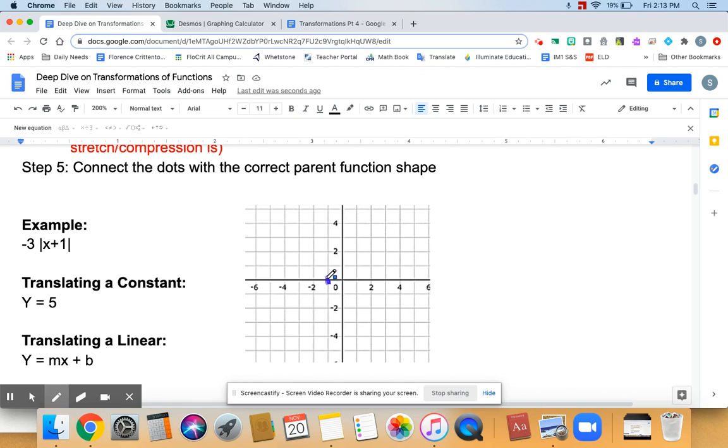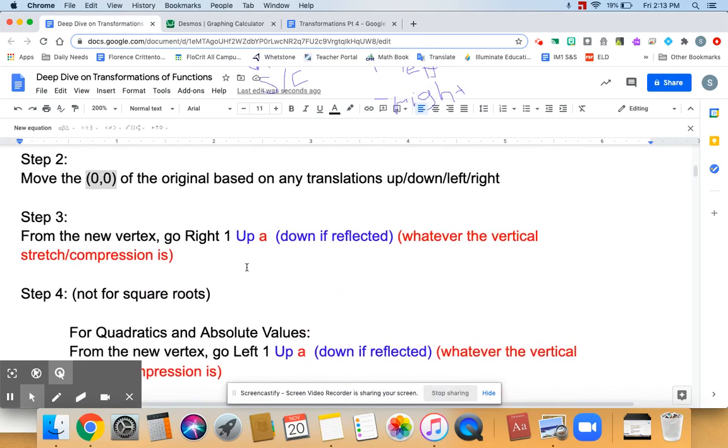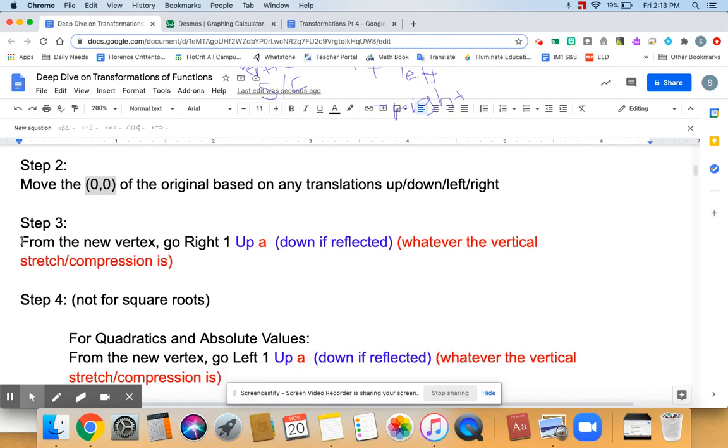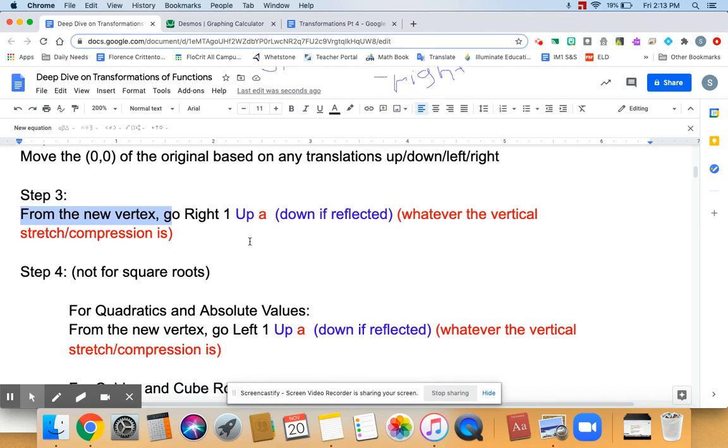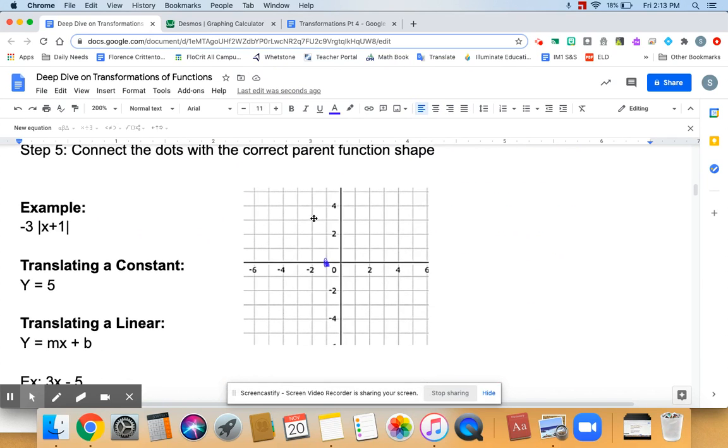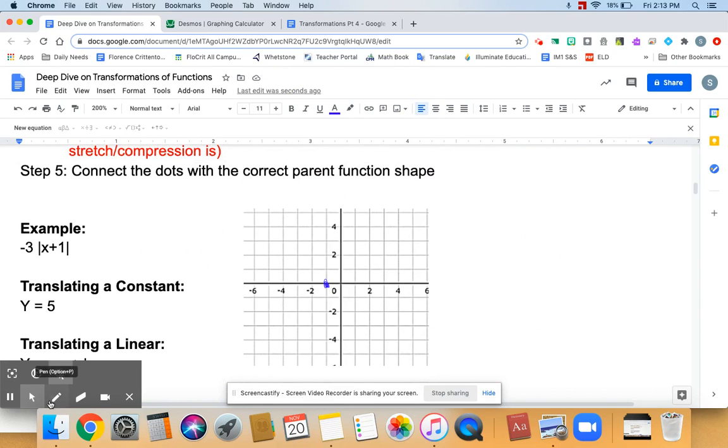Now for my next dot. Now for my next step, it says from the vertex, my new one, I'm going to go right 1 and up my a amount, or down if it's reflected. So it's going to be right 1, and is it going to go up or down? Down, because it's being reflected. And how many down? Down 3. 1, 2, 3.